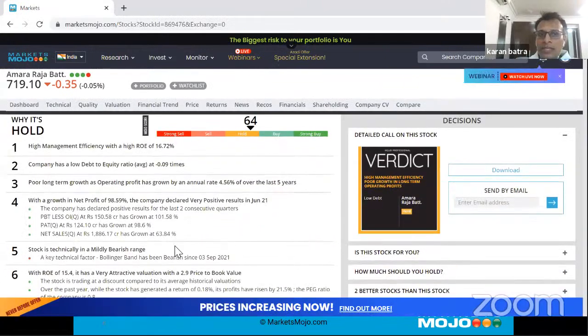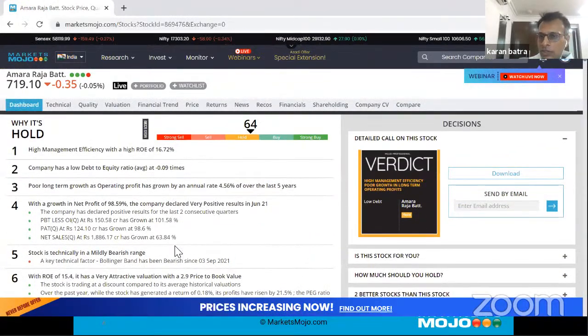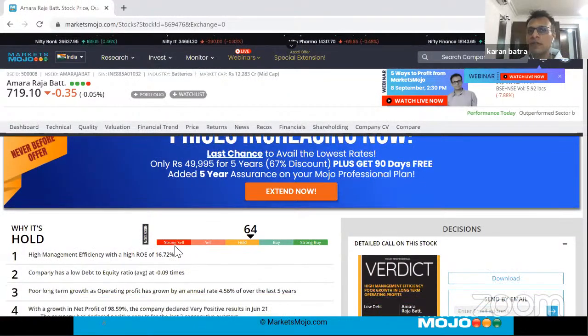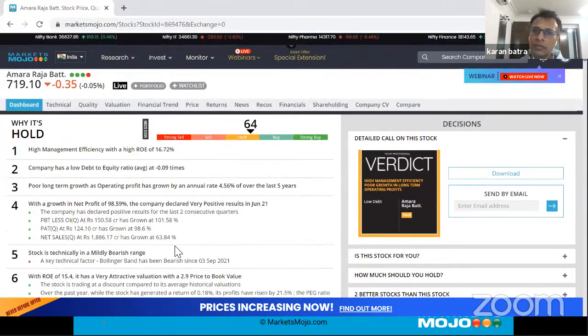So Amara Raja Battery is up. When you come onto a stock page, this is the first thing that you will see. The dashboard is the first level of research. The dashboard will give you our score on the company, which is out of 100. What is the call on the company? The call on the company is hold right now. The dashboard upfront will tell you what the positive factors and the negative factors are, because of which this final call has been arrived at.